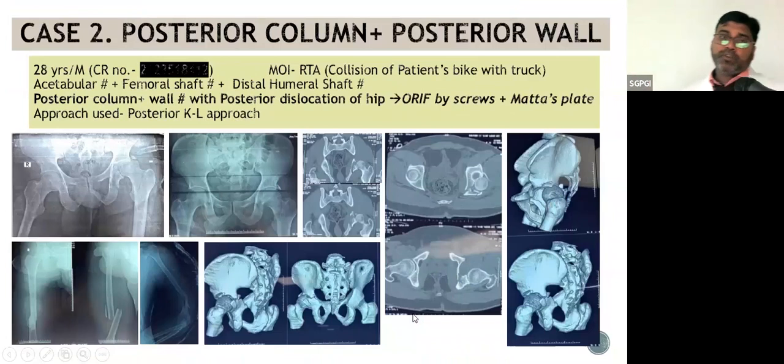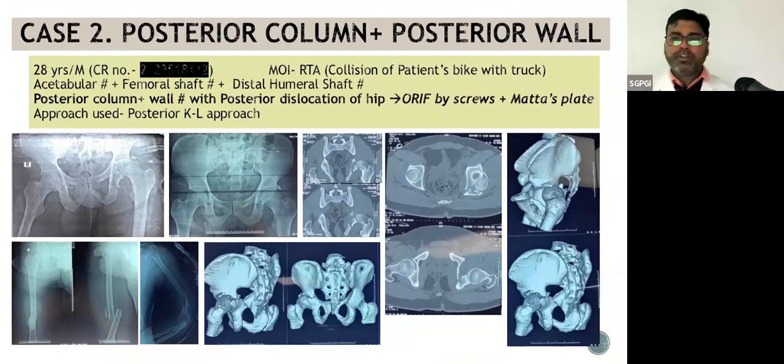Now the second case. When the patient is going on a bike, the hip is abducted, and then his knee hits some obstacle outside. Then it does not just take off the rim of the acetabulum; it also fractures the wall, because if there is more abduction, it hits more towards the inside. So in those scenarios, there is fracture of the wall as well as the column.